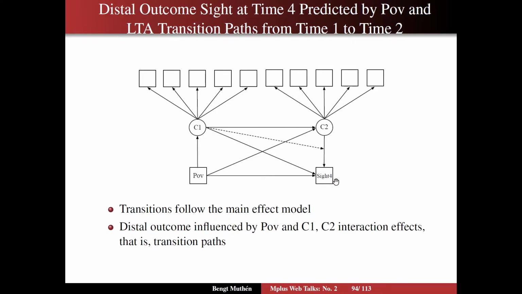Now the distal outcome site 4 at the 4th time point is influenced by poverty and by C1 and by C2 and an interaction of C1 and C2 as indicated by this broken arrow. So it's in effect influenced by the transition paths.